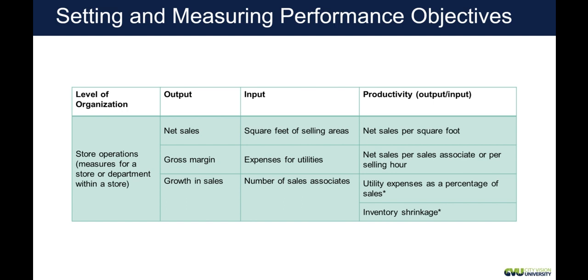Some other things as far as store operations. Again, net sales, we can use that for store operations. Again, square feet, net sales per square foot. We can look at gross margin. Maybe we want to look at our utilities or number of sales associates. There are a lot of different things that we can measure. And as we do that, it helps us. But again, you have to set these measures. You have to set the goals, because if you don't have a goal, how do you know if the stores are performing well?